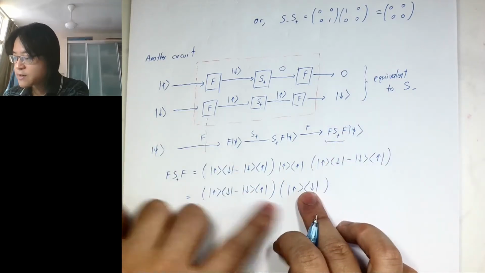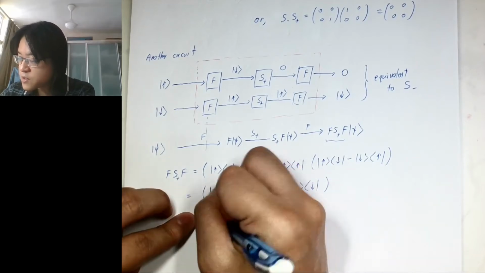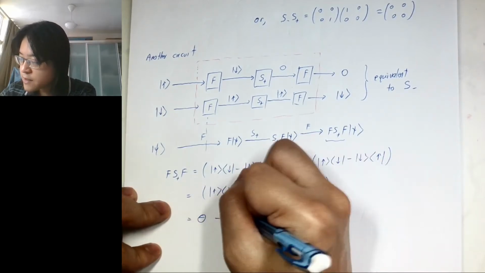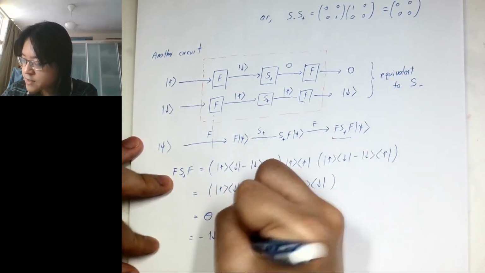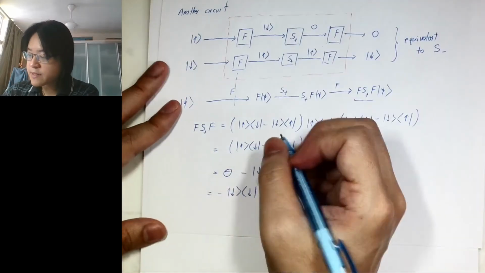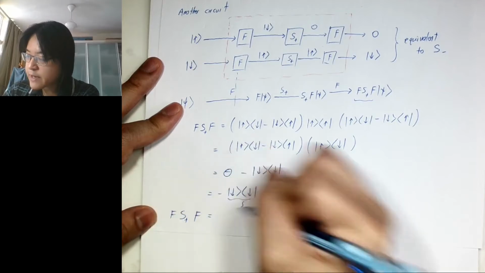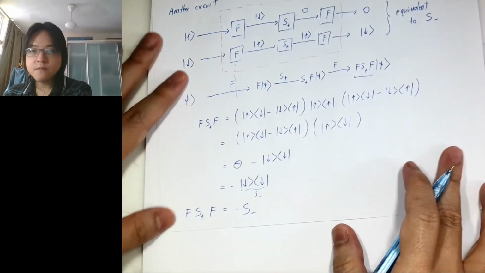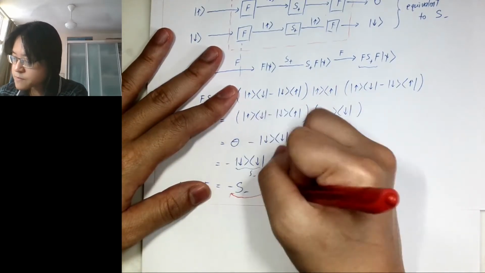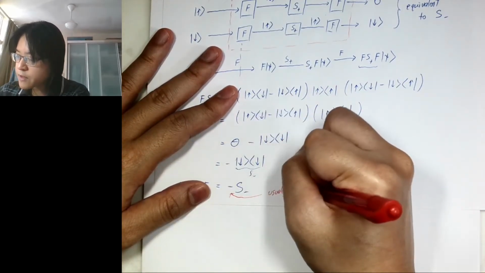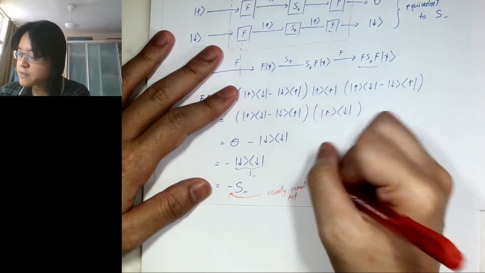Now this one acts on this. So this times this you get 0, and this times this you get 0, and then this times this you get down, down. So we've realized that this is F, this, and we've concluded that this is S minus. So we have proven that F S plus F is negative S minus. Again, as before, usually the overall sign does not make a big difference.